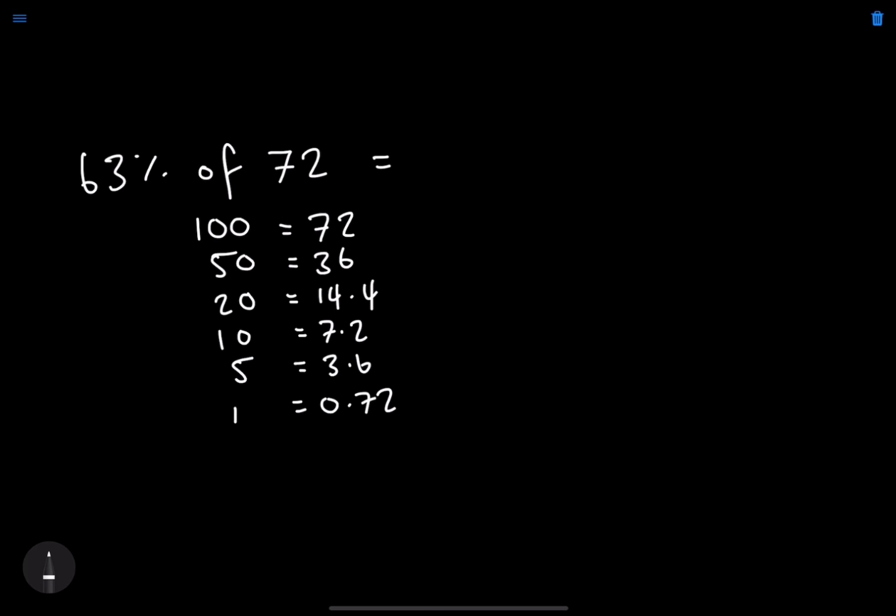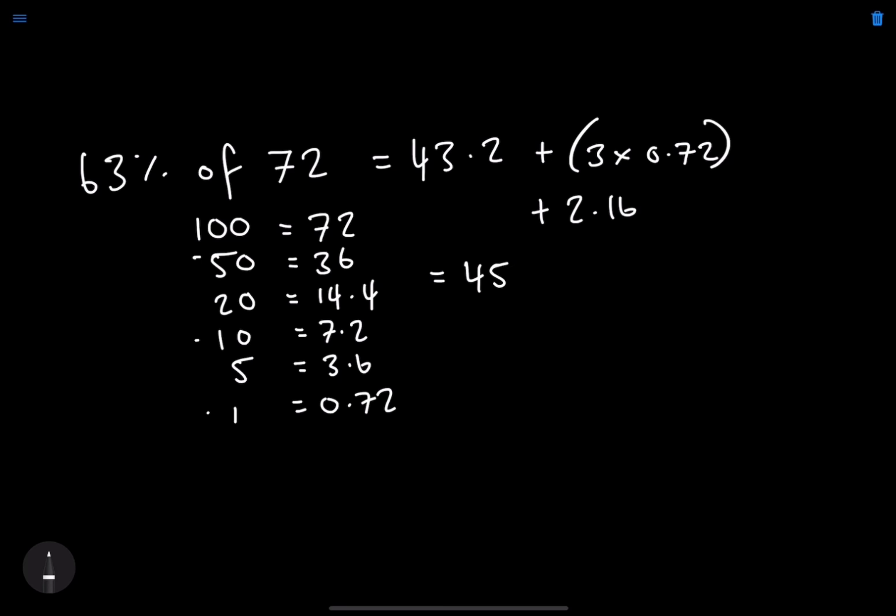And again, I'll just take the 50, the 10, and 3 ones. So as it's slightly more complex, I'll just write it out to make it a little bit easier for myself. So that'll be 36 plus 7.2, which I know is 43.2, plus 3 times 0.72. So when I work that out in my head, that's 43.2 plus 2.16. And when I add both of these together, I end up with 45.36. So 63% of 72 is 45.36. And to do this calculation without a calculator, this way is really straightforward.